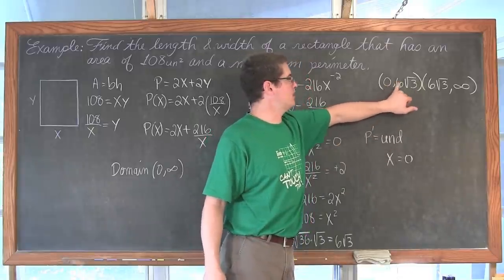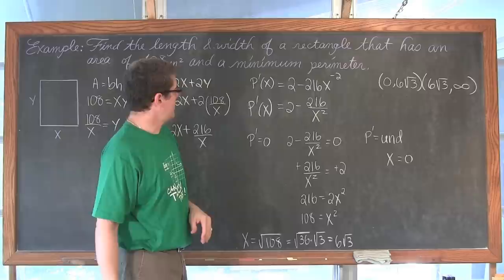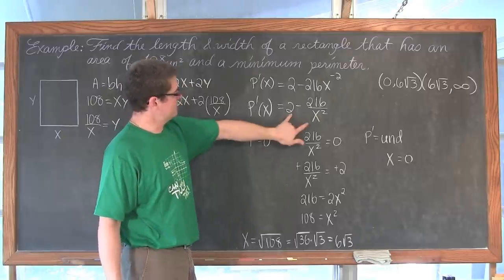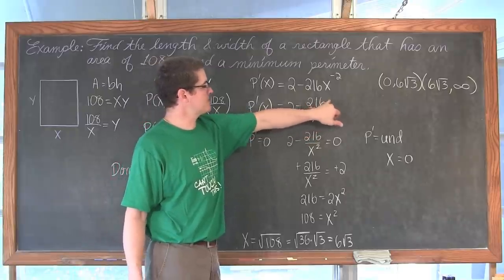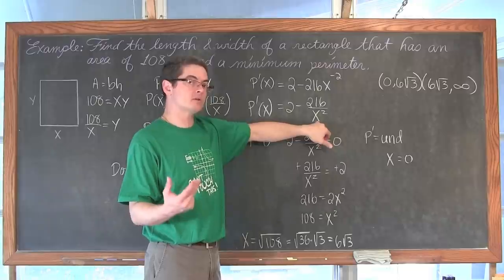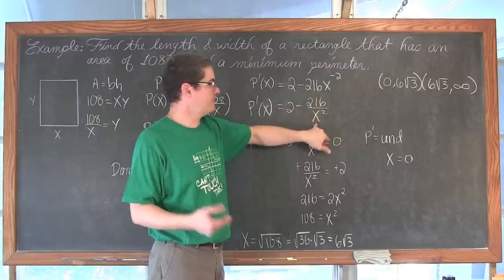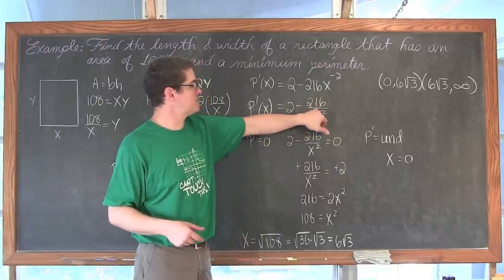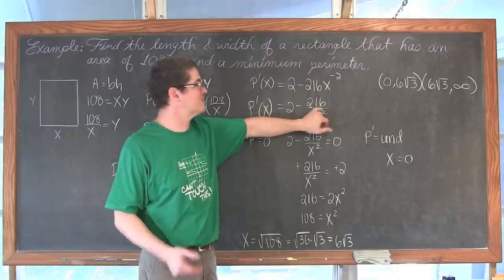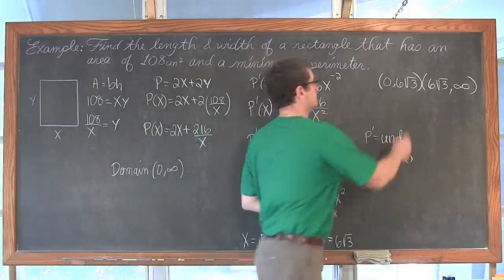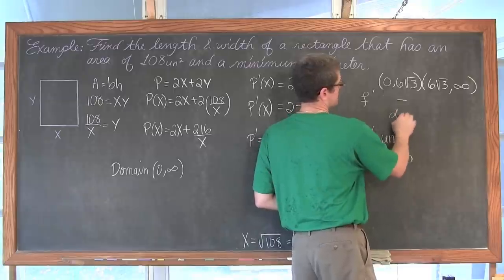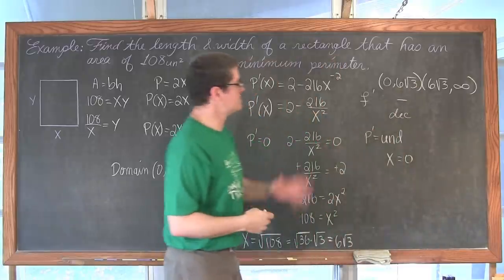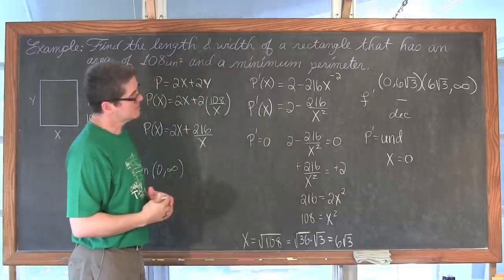that's between 0 and 6 square root of 3, and put it into the first derivative, I'm going to have 2 minus 216 divided by 1 squared, which is going to be 1, and 216 divided by 1 is 216, so 2 minus quite a big number is going to be negative. So the first derivative is negative in this interval, which means that it is a decreasing function between 0 and 6 square root of 3.